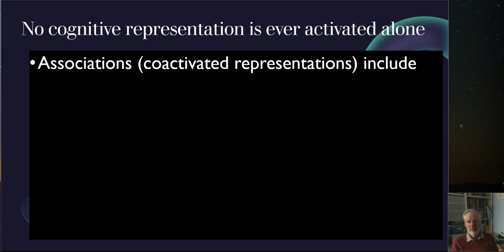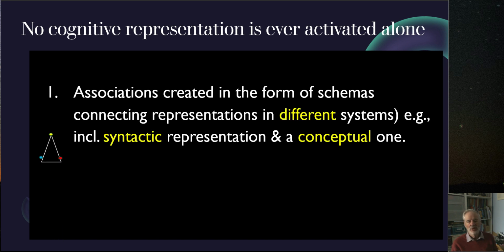Associations, that's to say co-activated representations, include both associations formed in the way I've just described, in the form of schemas, that is to say connecting representations in different systems in those two rings. For example, the syntactic representation, which is on the inner ring, and the conceptual one, which is also on the inner ring. The one you see just to the left is actually a three-way set of connections. So you've got a triangle there. And as I said, most schemas are much more complicated than that.